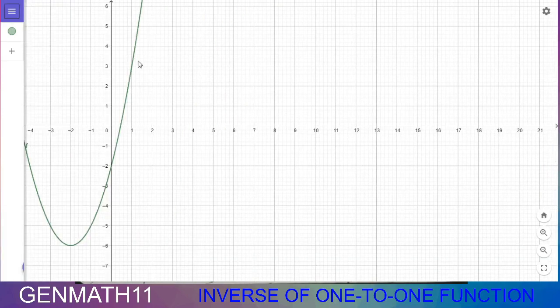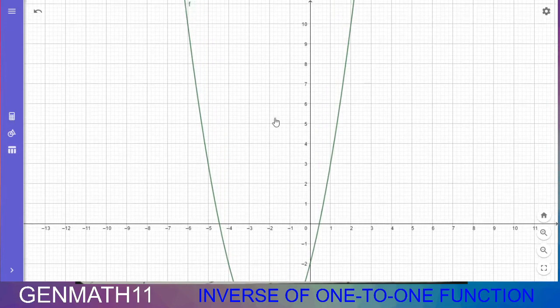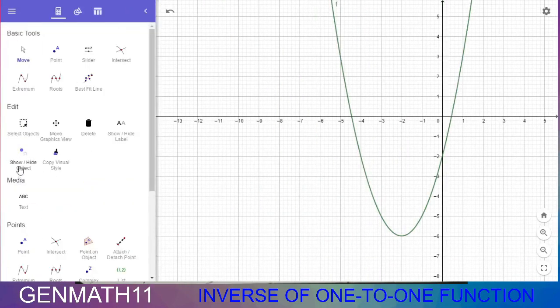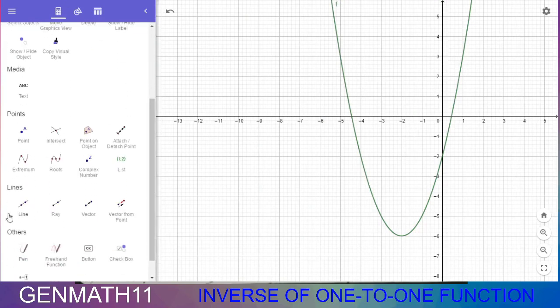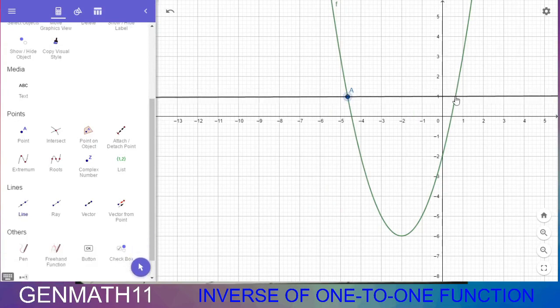Kung mapapansin nyo, hugis u yung kanyang graph. Kapag naglagay tayo ng horizontal line test, makikita natin na dalawang beses siyang nag-intersect sa graph. Okay, pumasa siya sa vertical line test, but hindi siya pumasa sa horizontal line test. Dapat parehas silang papasa. Kahit pumasa siya sa vertical line test, pero hindi siya pumasa sa horizontal line test, it is not a one-to-one function.